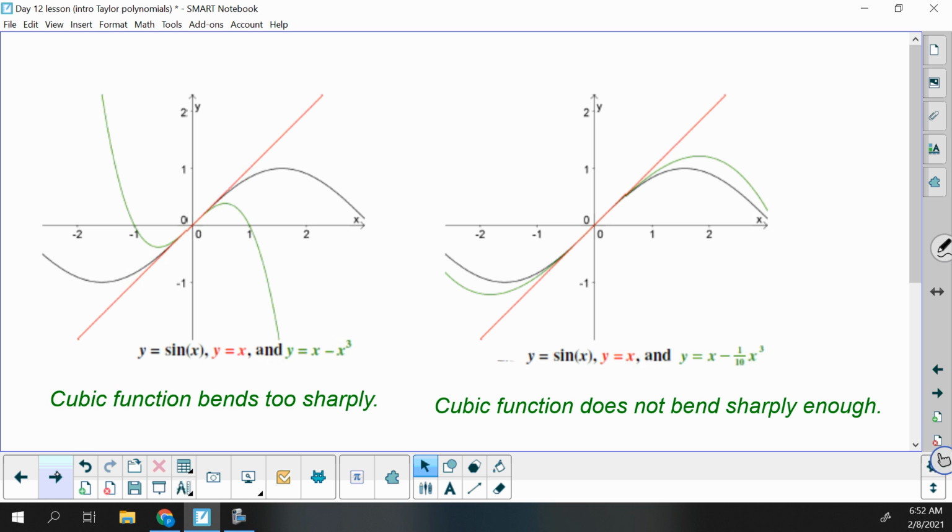So let's start making some guesses. Let's say we just had positive 1 for x and negative 1 for x cubed. The red line graph there is at y equals x, our original approximation.